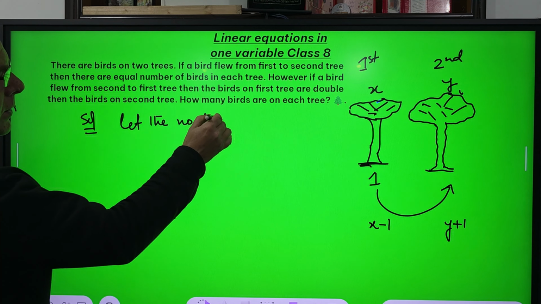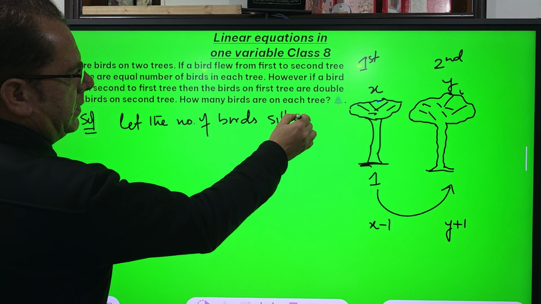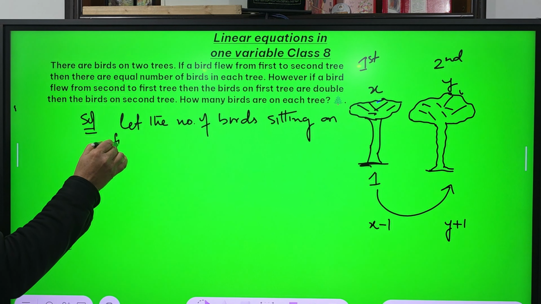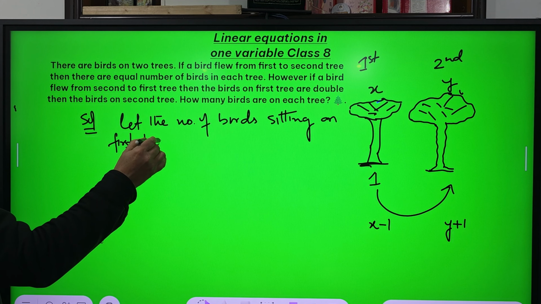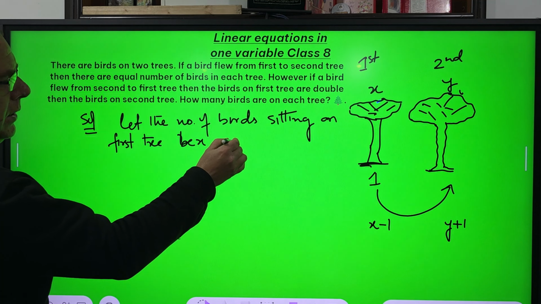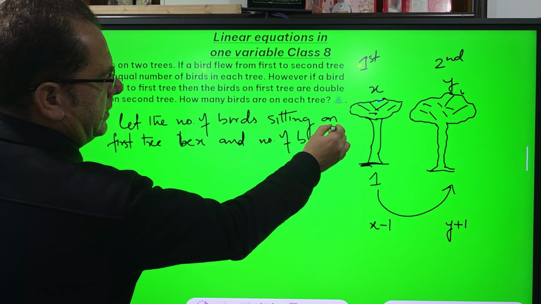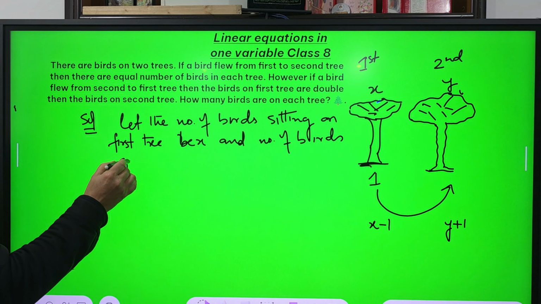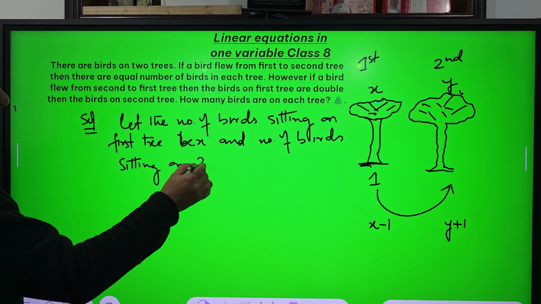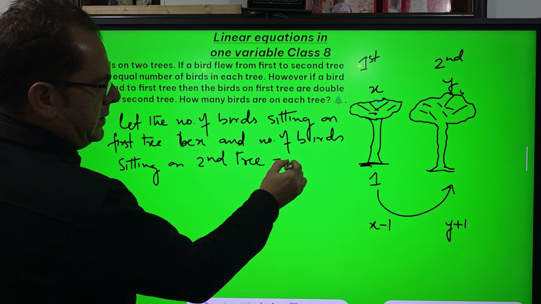Let the number of birds sitting on the first tree be X and the number of birds sitting on the second tree be Y.